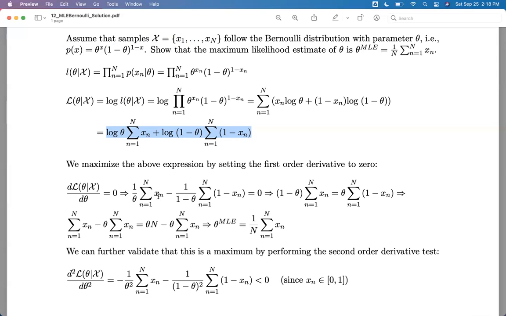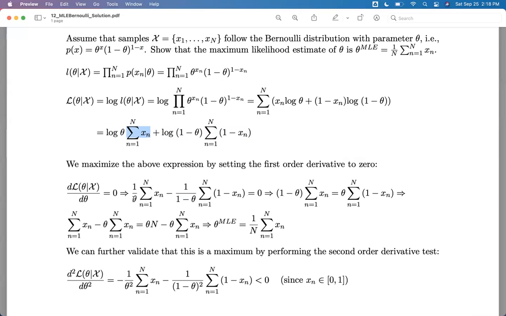If we do the calculations, by taking into account that the first order derivative of the logarithm of theta is equal to 1 over theta, and similarly, the first order derivative of this expression is equal to minus 1 over 1 minus theta. These sums here do not depend on our unknown variable. These sums are just numbers.